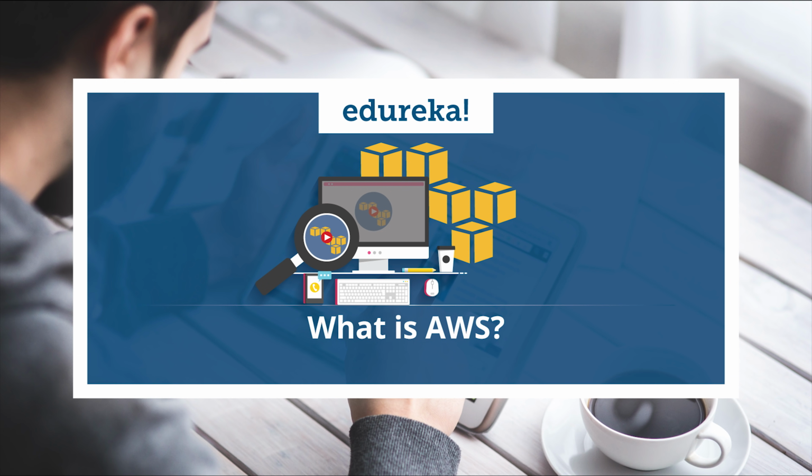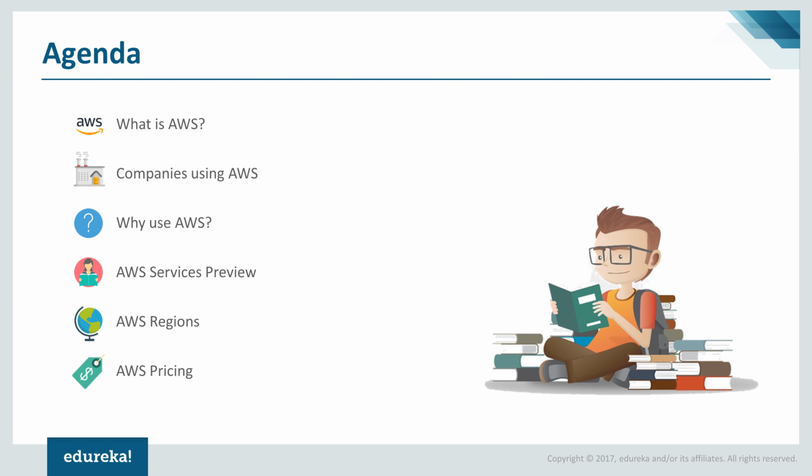So without wasting any time, let's skip on to the agenda to see what all we'll be covering in today's session. We'll start this session by first discussing what is AWS and then move on to discuss the different companies who are using the AWS service. Once we're done with that, we'll move on to discuss why companies, big or small, are using AWS or any other cloud provider for that matter, right?